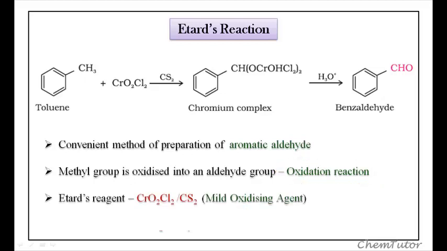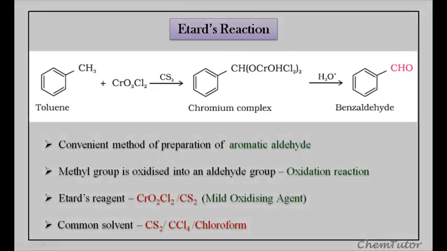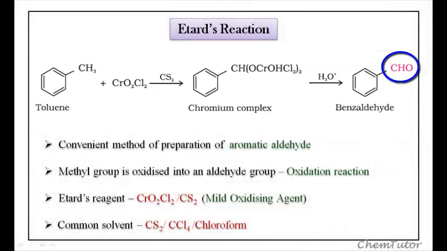The oxidizing agent used here is chromyl chloride, which is a chromium based mild oxidizing agent. For Etard's reaction, the most common solvent used is carbon disulfide or carbon tetrachloride. Chloroform can also be used as solvent for this reaction. If we carefully observe, in this reaction, the methyl group is oxidized into an aldehyde group and not into an acid group. So, the oxidizing agent used is clearly a mild oxidizing agent.